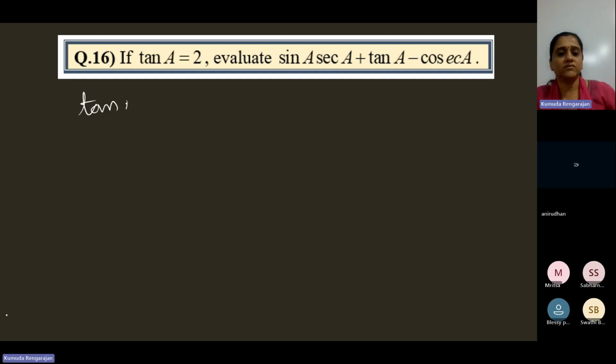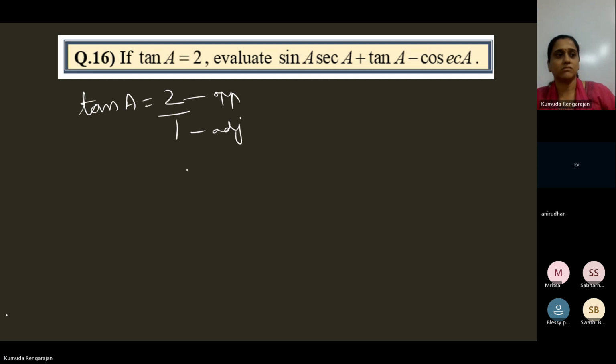So tan A is equal to 2, meaning 2 by 1. So this is opposite. This is adjacent. Same thing, triangle.